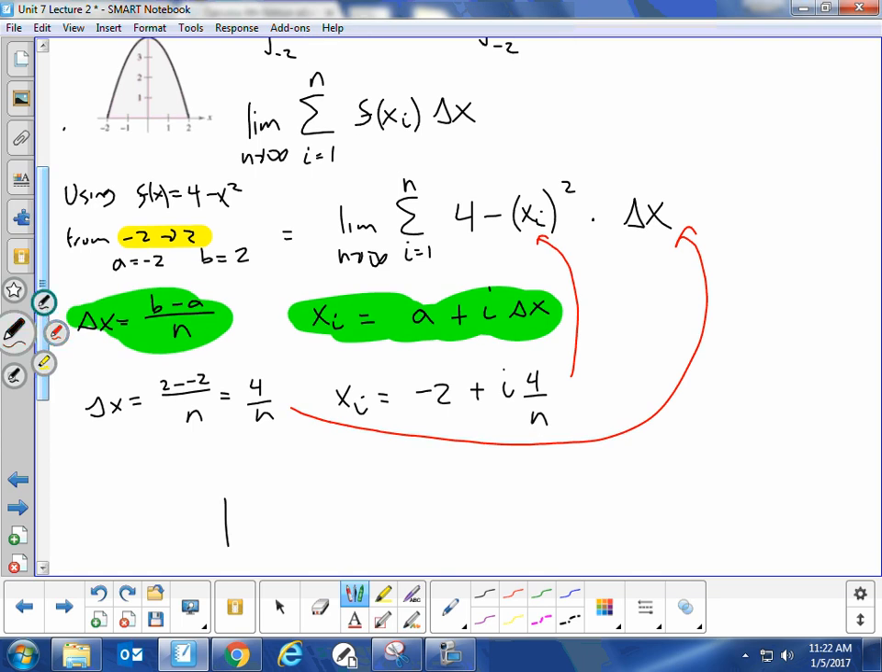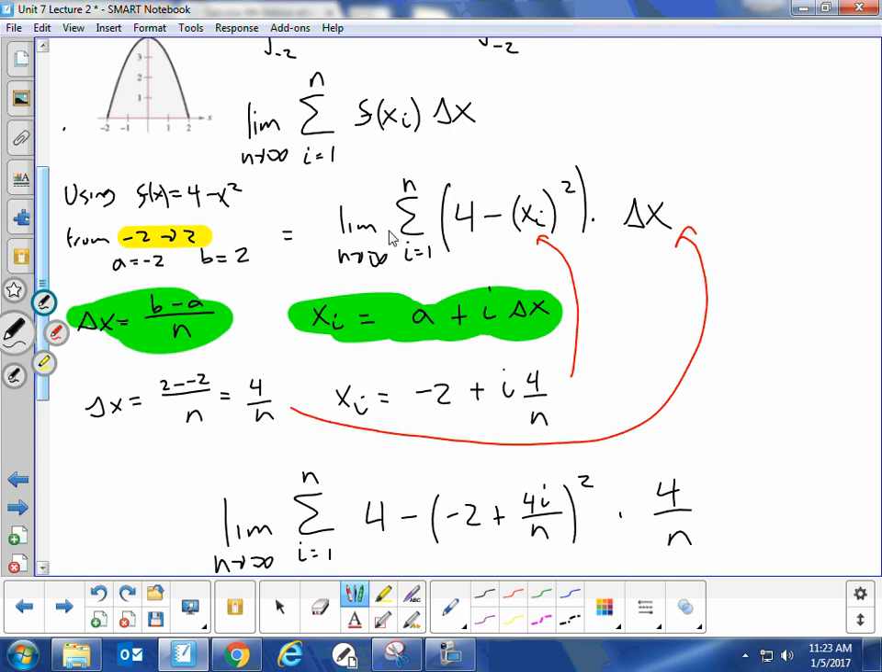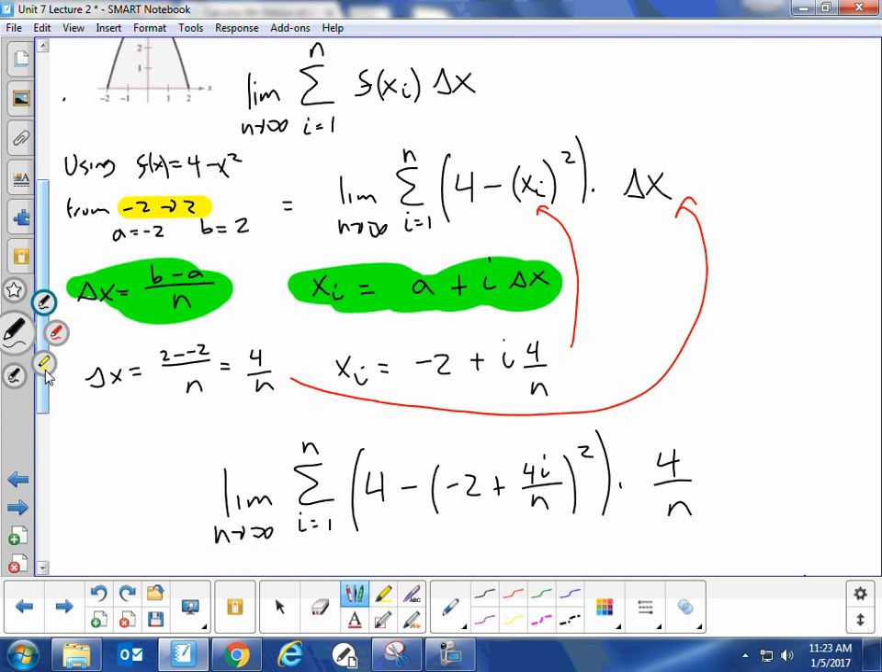It would be the limit as n approaches infinity of the sum starting at 1 going to n of 4 minus (-2 plus, I'm going to put the i next to the 4 just for notation's sake, 4i over n) squared times 4 over n. And what we should have had up here is parentheses, because we were summing up our right heights and then multiplying that by our consistent width. So I'm going to put parentheses here. This, my friends, is something that you need to be able to produce for an AP exam.